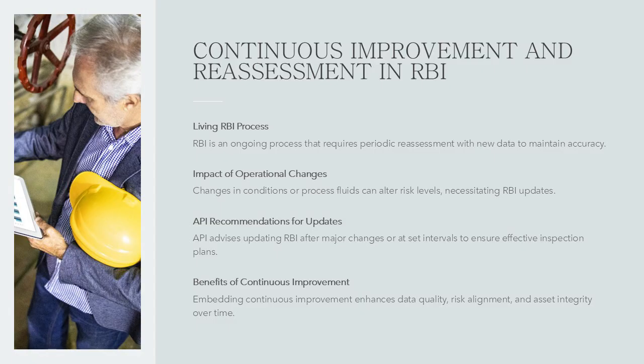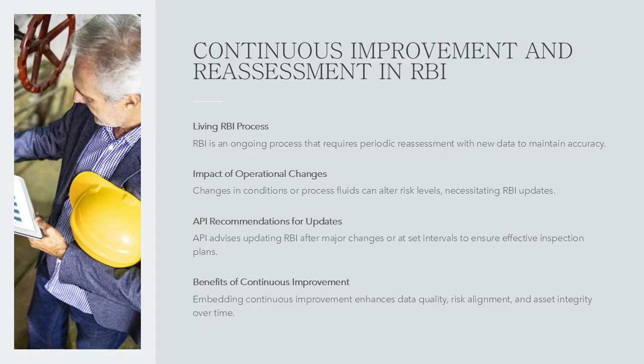Continuous improvement is a fundamental principle of risk-based inspection as described in API RP 580. RBI is not a one-time exercise, but a living process that requires periodic reassessment as new information becomes available. Changes in operating conditions, inspection findings, damage rates, or process fluids can significantly affect risk levels.